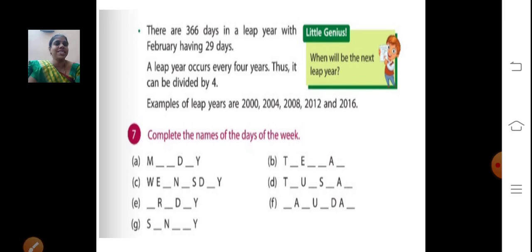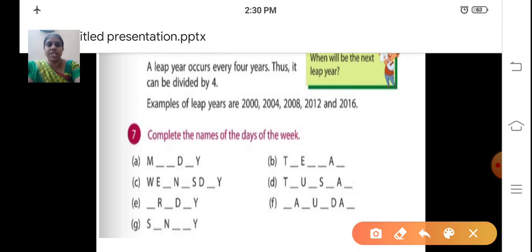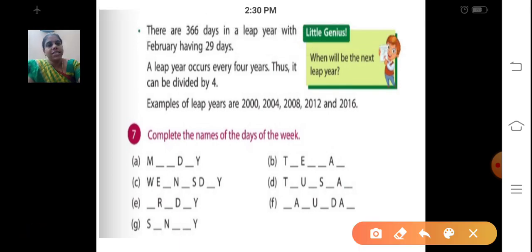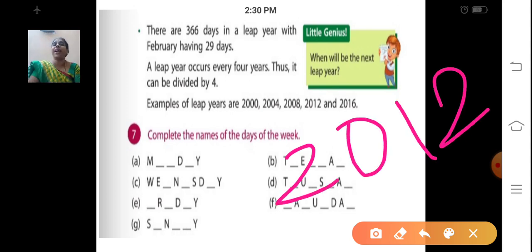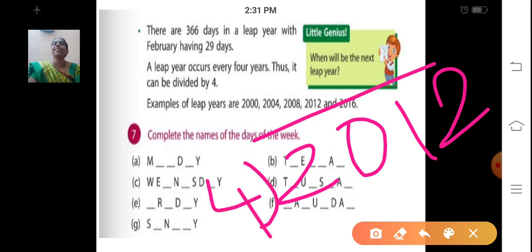There are 366 days in a leap year. What do you mean by leap year? Leap year comes every 4 years. So in a leap year, February has 29 days. To see the leap year, we just have to see the year. Take 2012. Just divide this number by 4. If you get the answer as 0 remainder, then that year is a leap year.